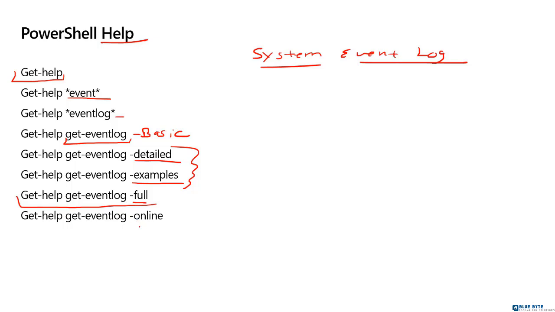Now, you can also connect to the web by using Get-Help Get-EventLog -Online, and it actually pulls up your browser to the PowerShell help page for that specific commandlet that you typed in. Extremely useful. Well, let's take a look at these in PowerShell itself.